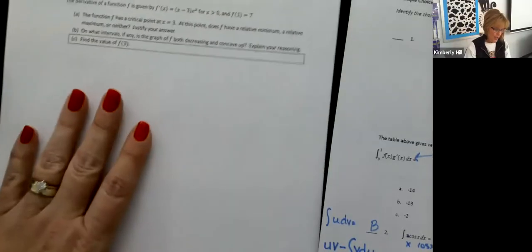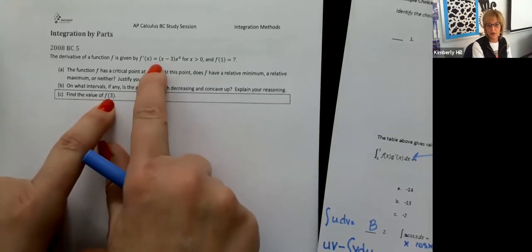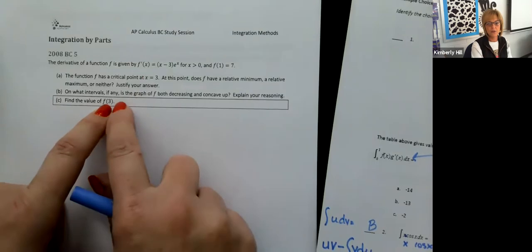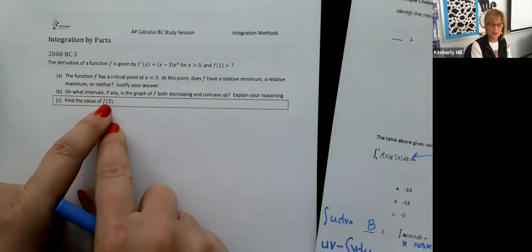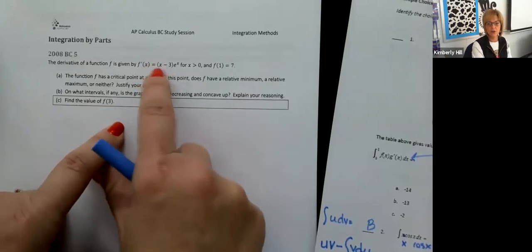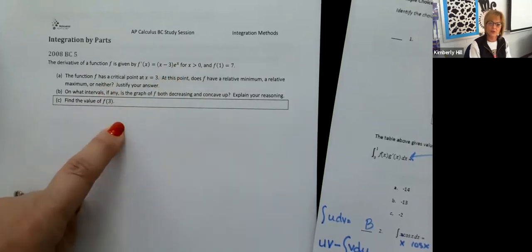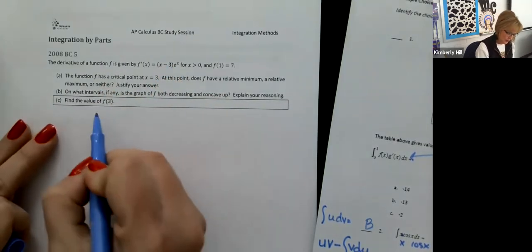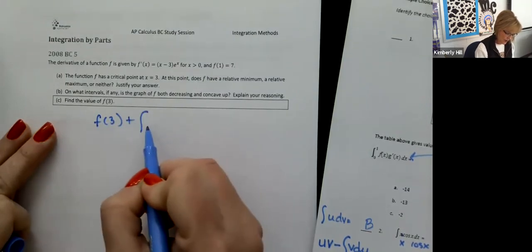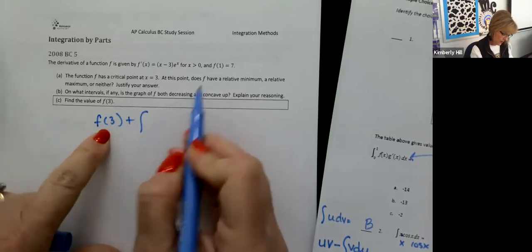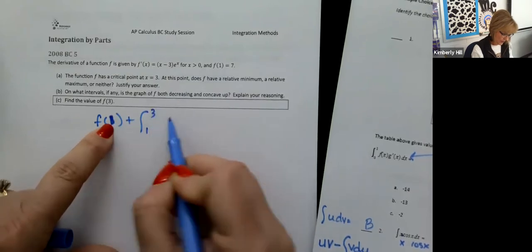Okay, thank you. I did have this on there where it says find the value of f of 3. So this is how it could appear on a free response. To find f of 3, you would be taking the integral of this. So it would be your initial condition, f of 1, plus the integral from 1 to 3, and that would be an integration by parts. I'll have this worked out on Google Classroom for you.